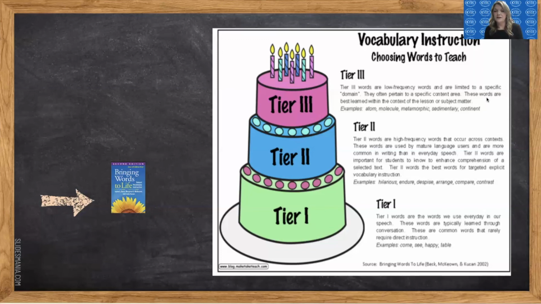Then we move into tier 2. Those are high frequency words that are used across different contexts, but they're not necessarily as easy as what we talked about in tier 1. The tier 2 words increase comprehension for them, and they may be the ones that should be taught because they're going to be used across all settings.